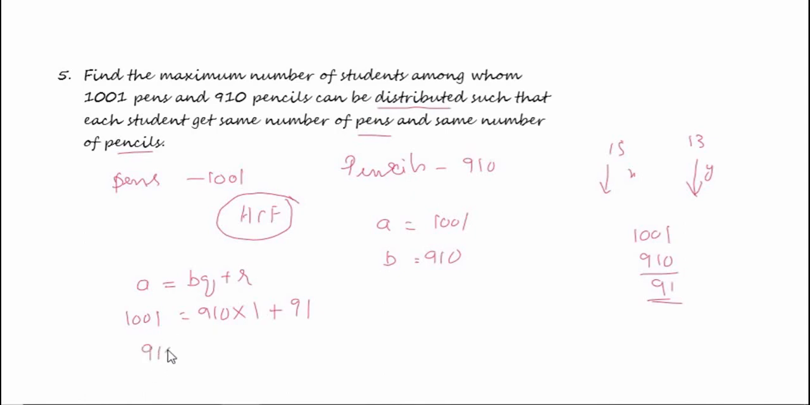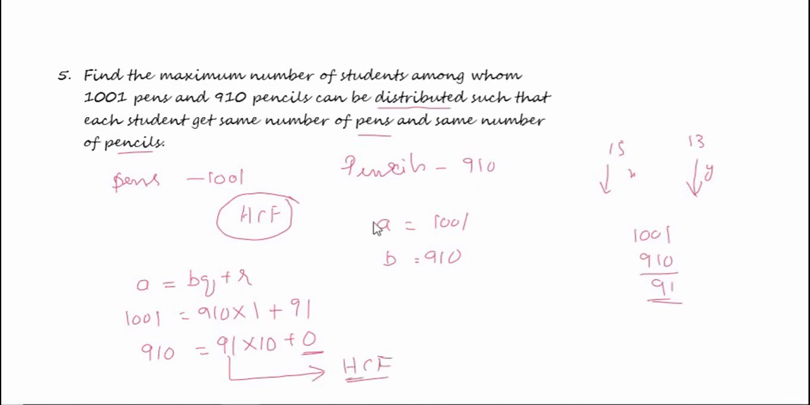So 910 equal to, here 91 will come. How many times will 91 go in 910? 10 times. So remainder here will be 0. Now the remainder is 0, so the divisor is the HCF. This is the HCF.